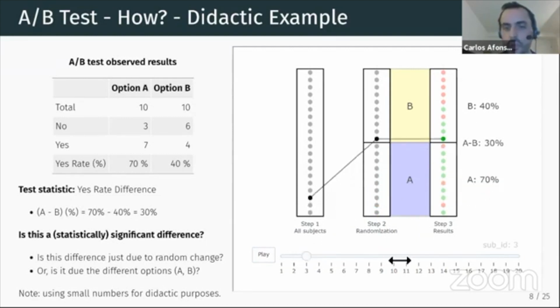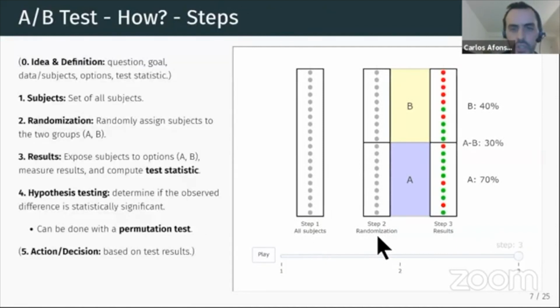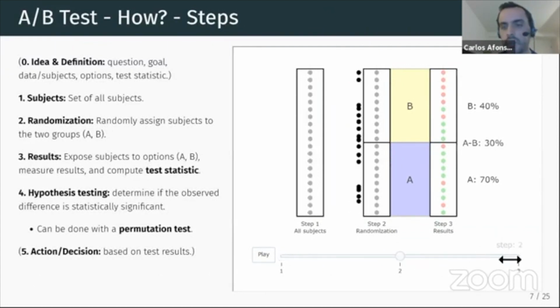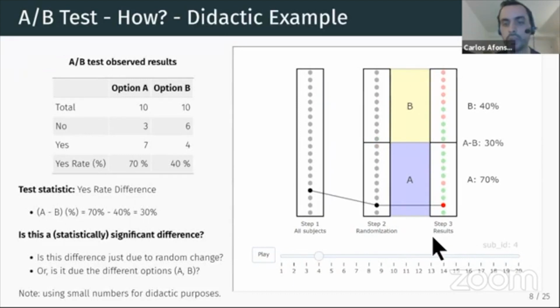A different individual was randomly assigned to group B, and then exposed to option B, and it was a yes, a green, a success for group B, and so on and so forth. So this is showing you the perspective of a single individual that participates in A/B tests, so you can better understand the process. Even though when we just think about the A/B test, we think about it more in terms of the whole process: we have all the subjects, we randomly assign them, we expose them to the options, and we measure the results. This one is just to help you understand the process through the lens of a single individual that's involved in the A/B test process.